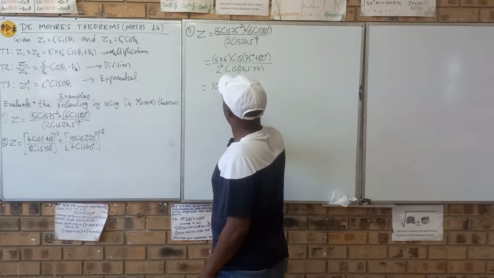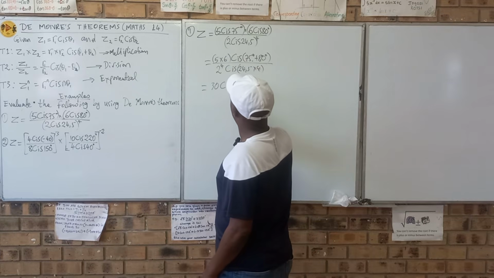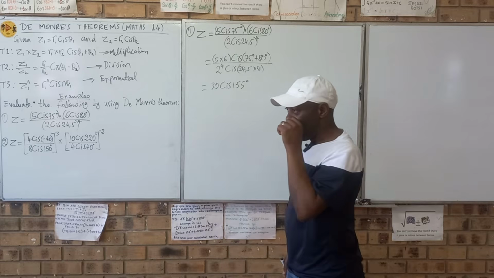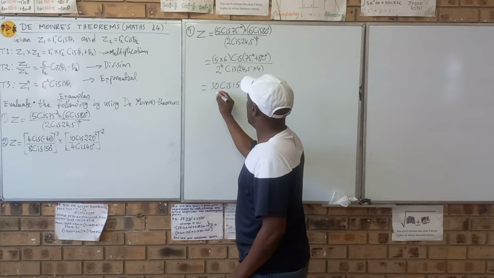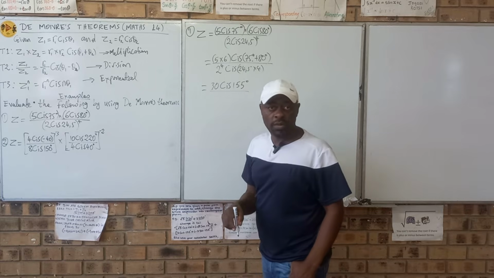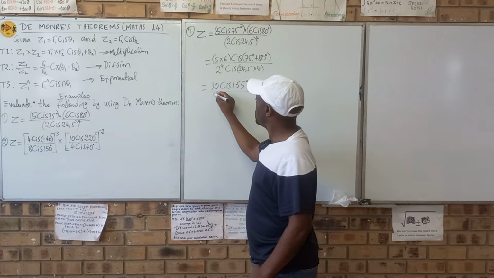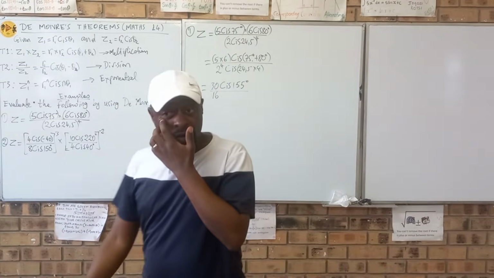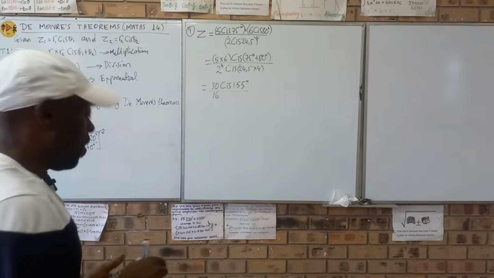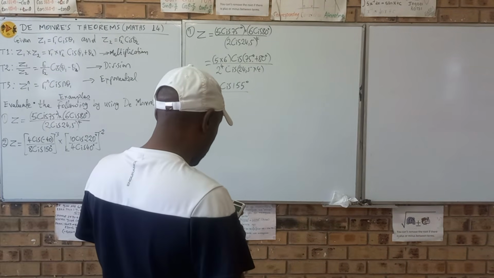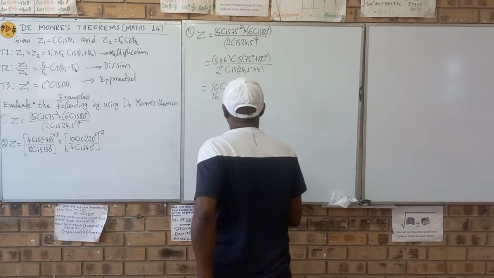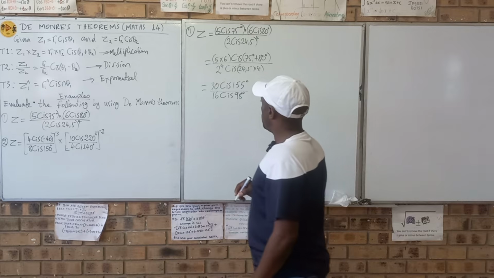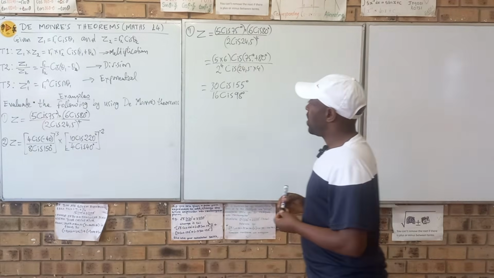5 times 6 is 30. Then if you add 75 to 80, that should give us 155, since 75 plus 75 is 150, then plus an extra 5 is 155. Then 2 to the power 4 is 16. Then if you multiply 24,5 by 4, let me use my calculator to do that. 24,5 by 4 gives me 98. So you see it's a very simple exercise.